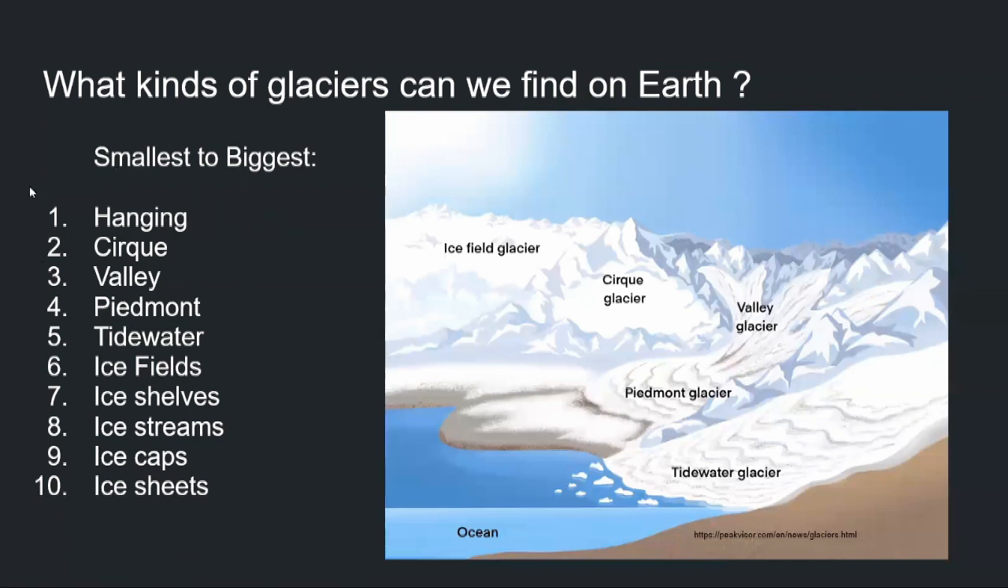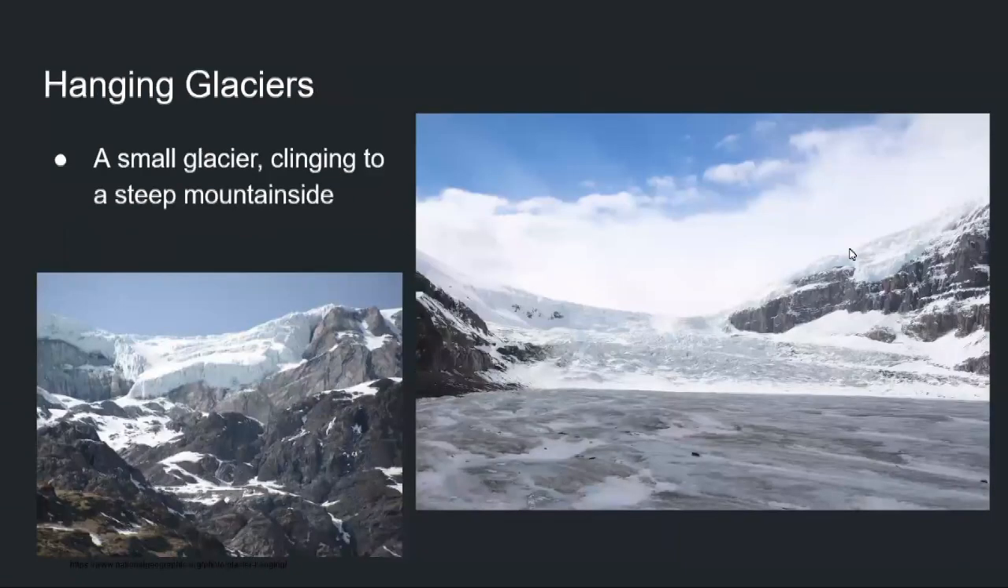This list is general in the sense that sometimes you can have, for example, a valley glacier that's bigger than a piedmont, or vice versa, but it gives you a sense of what we are talking about. If I'm talking about a hanging glacier or a tidewater glacier, you should know that the tidewater glacier is much bigger than the hanging glacier. So we'll start with that.